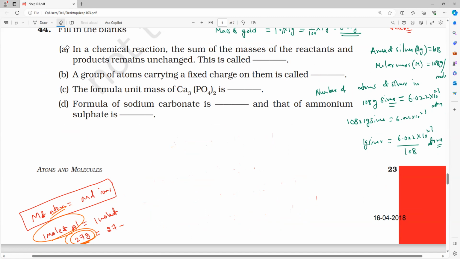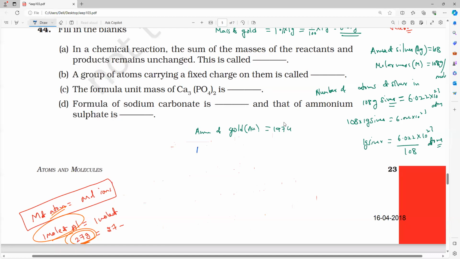Now, what is the molar mass of gold? Yesterday I taught you. Can you tell me the atomic mass of gold? Anybody? 27 gram per mole? No, it is 197 u. So what is the molar mass?